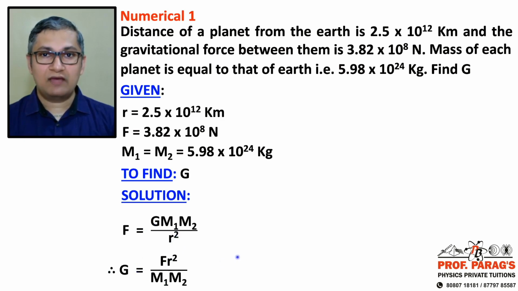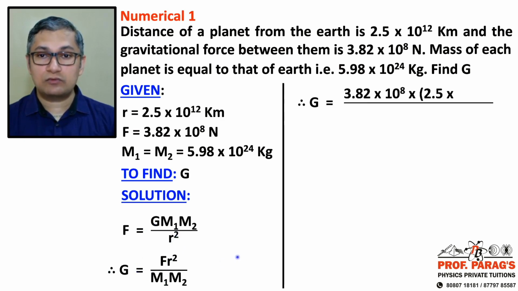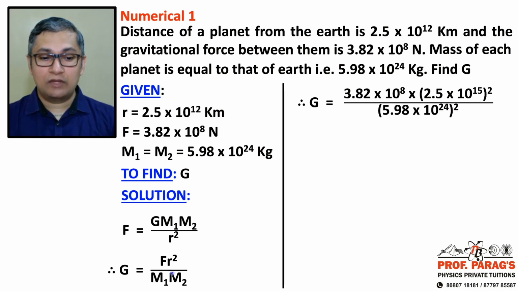Right? So we have all the information, we just need to substitute. So this is a simple substitution question. F is 3.82 into 10 raised to 8. Small r here is 2.5 into 10 raised to 15. Please note that it's not 12, it's 10 raised to 15. We have to square the small r, divided by m1 into m2, but m1 and m2 both are equal. So if I multiply m1 and m2, it's nothing but 5.98 into 10 raised to 24, squared.